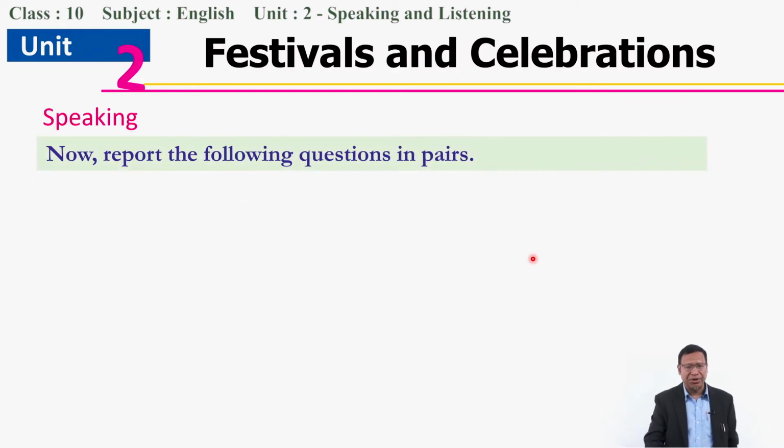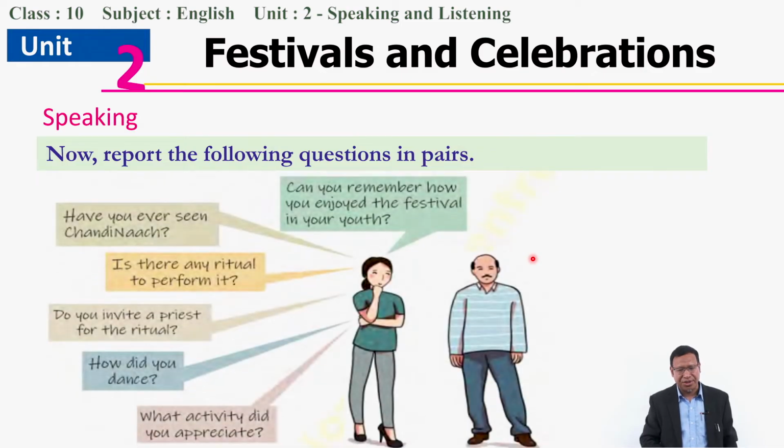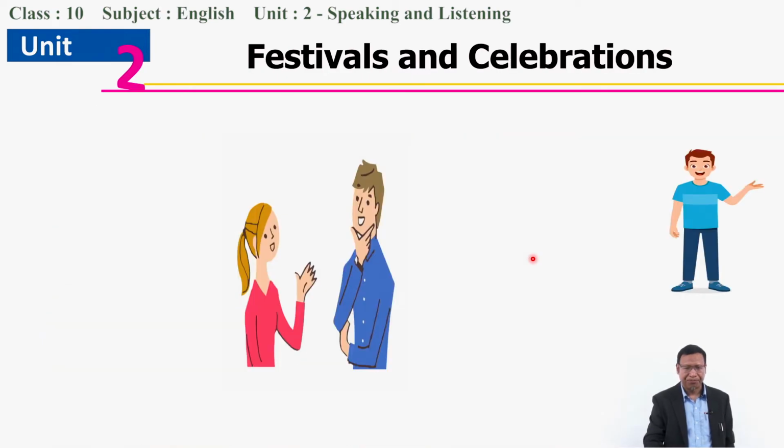Now report the following questions in pairs. Yeah, you can see in the book. You can try in pairs. One of you will ask the question and one will answer. Let's practice in pairs. For example, you and your friend are here, and there is another third person, maybe another friend on the bench. He or she will listen to your questions and report. Let's do it like that. Let's see the example.